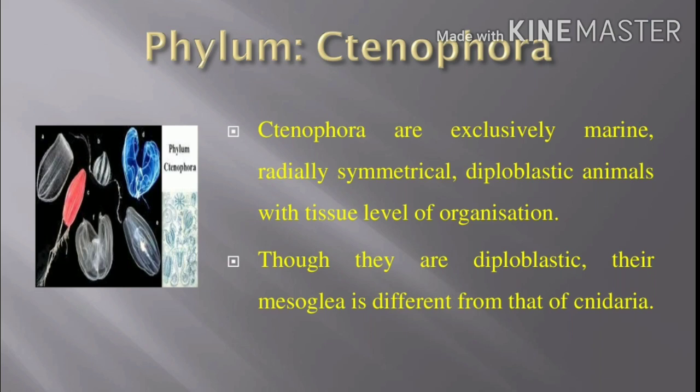So what is diploblastic? In the first slide, the basis of classification, we studied that. What is diploblastic? The germ layers are ectoderm and endoderm, that is called diploblastic. In this, the mesoglea is different from that of the Cnidaria. What is the difference between the diploblastic animals of Cnidaria and Ctenophora? The difference is the mesoglea: in between the ectoderm and endoderm there is a jelly-like substance, that is called the mesoglea.